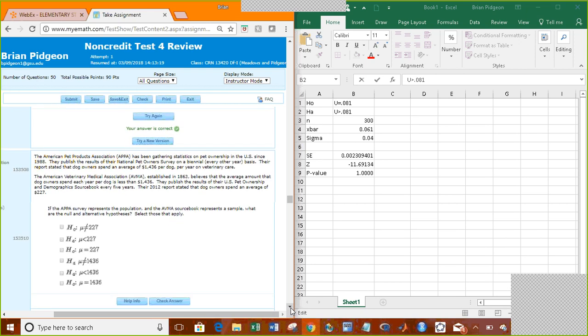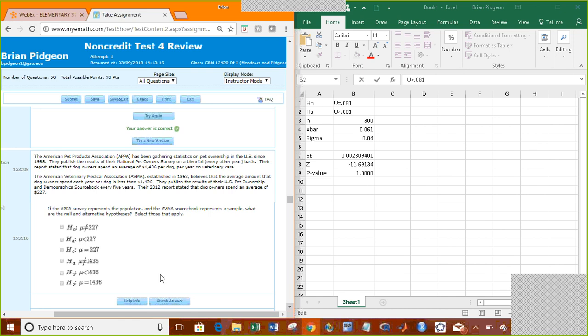Alright. So the APPA has been gathering statistics on pet ownership in the U.S. since 1988. They publish the results of their national survey on a biennial basis. Their report stated that dog owners spend an average of $1,436 per dog. The American Veterinary Medical Association, established in 1863, believes the amount is less than that. They publish the results of their U.S. pet ownership and demographics every 5 years. Their 2012 report said that dog owners spend an average of $227. Wow, big difference. If the APPA survey represents the population and the AVMA source represents a sample, what are the null and alternative hypotheses?